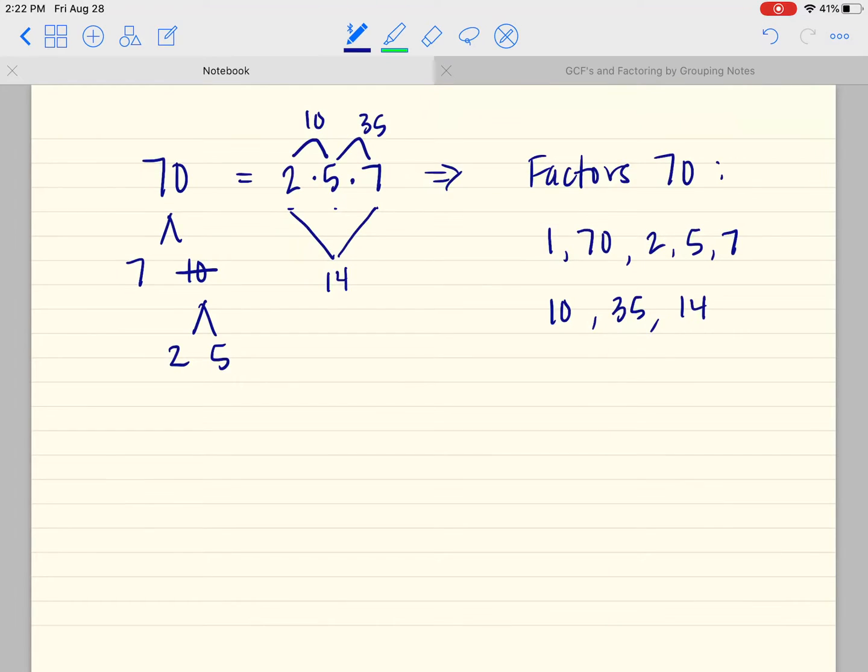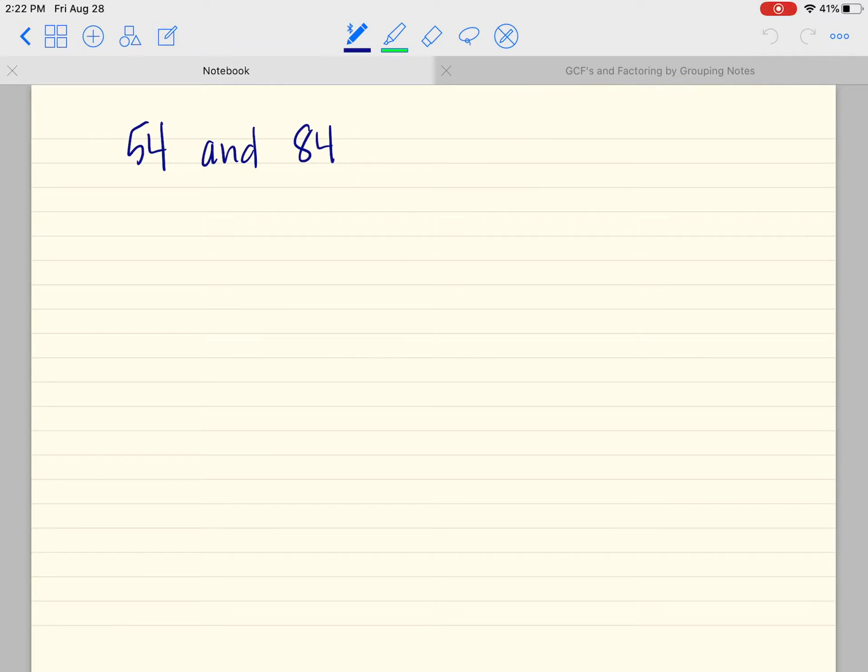Okay, but what if the numbers were bigger? Let me again deviate here. What if they were bigger? Not ridiculous, but let's just say our numbers were like 54 and 84. Can you tell easily by looking at those two numbers what the greatest common factor is? I mean, maybe. I don't know that I can, so is there a process? In fact, same process. We use a factor tree.